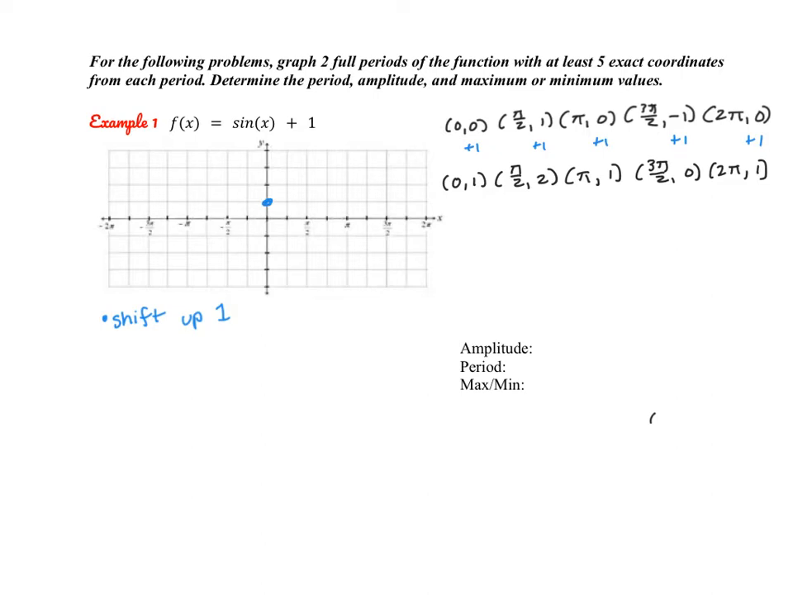So let's plot those points. Here's 0, 1, pi over 2, 2, pi 1, 3 pi over 2, 0, and 2 pi 1. So we see our sine graph has just simply been shifted up 1 unit. So we can kind of continue this pattern going to the left. So we're going to go down, middle, up, middle, just like this. And there you go.